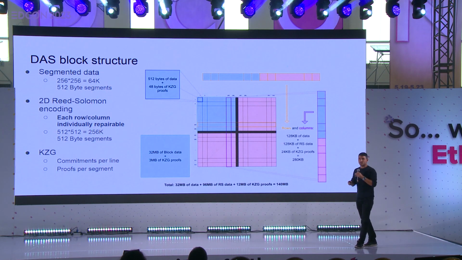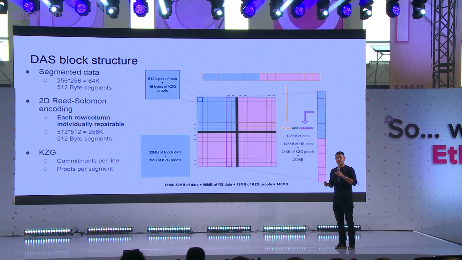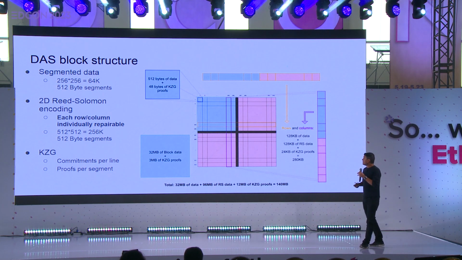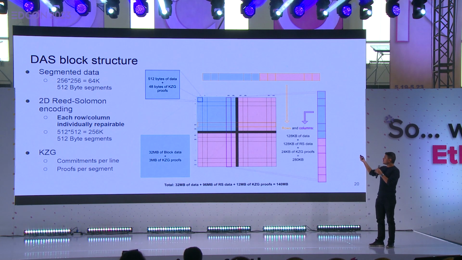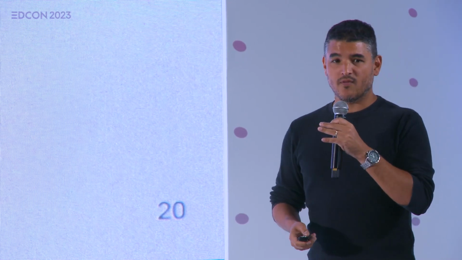Now, to give you some numbers of how the structure for DAS looks like today, basically you have samples or chunks that are in the order of 512 bytes.